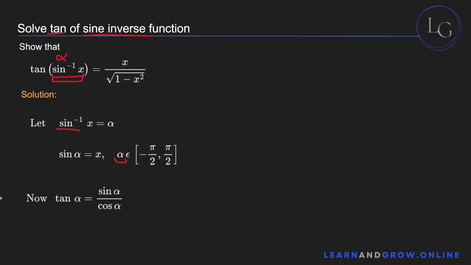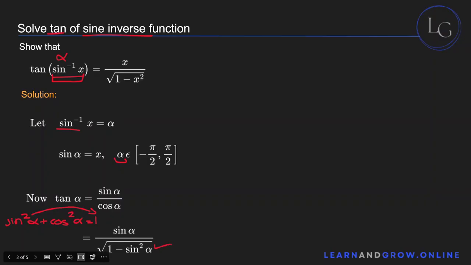Now when you apply the trigonometric identity that sine square alpha plus cos square alpha is equal to 1, the denominator can be replaced with under root 1 minus sine square alpha, right? When you take the sine square of alpha to the right hand side, it becomes 1 minus sine square alpha. So cos square alpha is equal to 1 minus sine square alpha. So obviously cos of alpha will be equal to under root of 1 minus sine square alpha, which is why you have this in the denominator now.